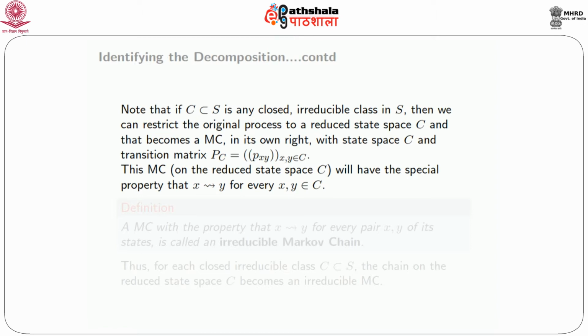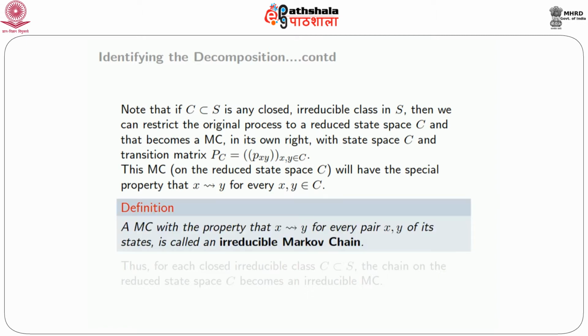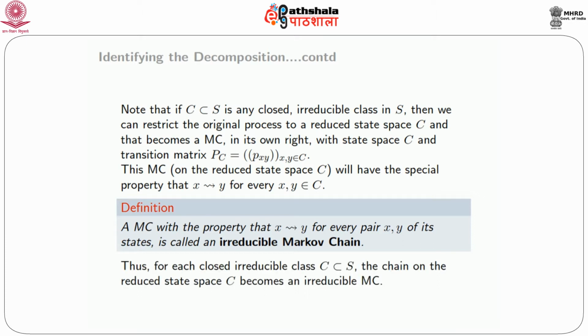So it's a Markov chain in its own right with state space C and transition matrix given by, we may call it P sub C, which is P restricted to C. This MC on the reduced state space C will have the special property that x leads to y for every x, y in C. So here is the definition. A Markov chain with the property that x leads to y for every pair x, y of its states is called an irreducible Markov chain. So if C is a closed irreducible class, then the Markov chain restricted to C becomes an irreducible Markov chain.